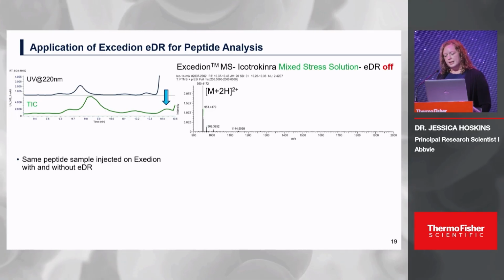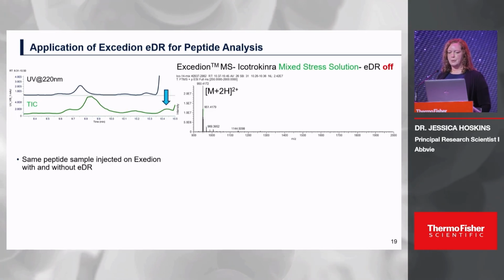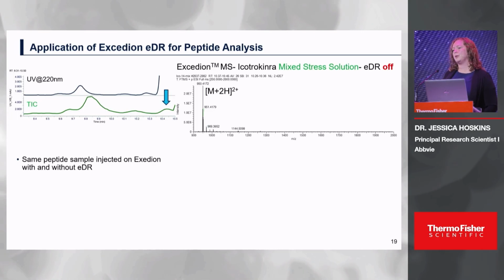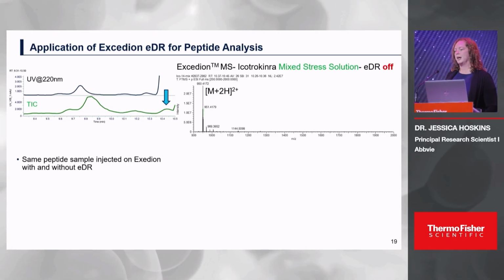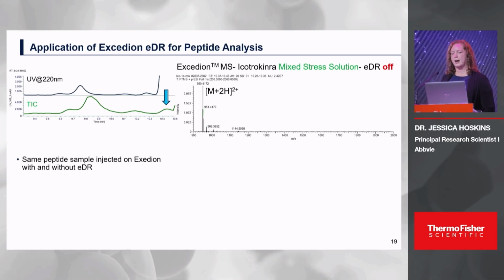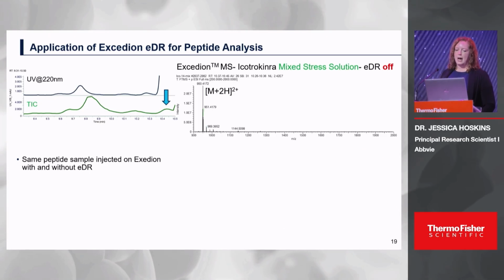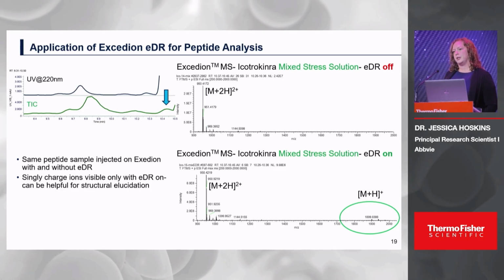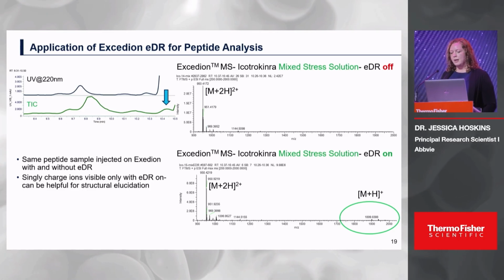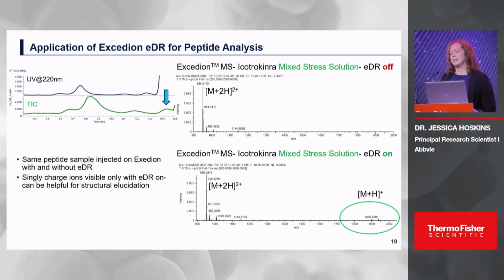So I looked at this again for peptide analysis. I compared the same sample on the Excidion with EDR off, which is what you see on the top here. For this peak highlighted by the blue arrow, I saw a mass to charge, again, primarily doubly charged for this species. However, if I turn on the EDR, now I can see the singly charged species as well with pretty good signal intensity.